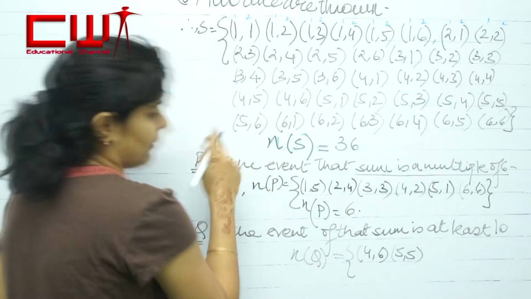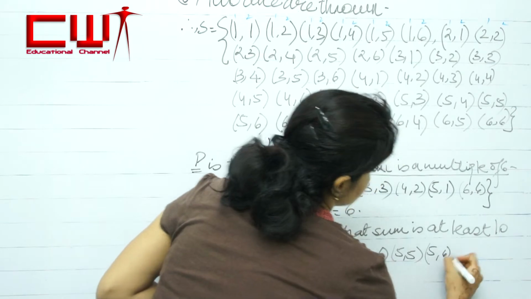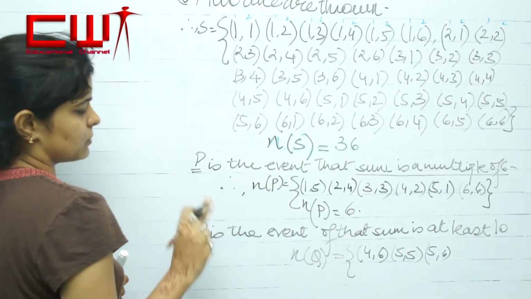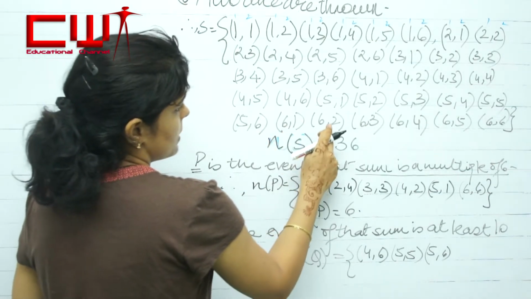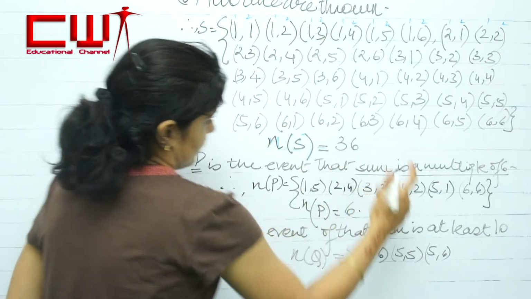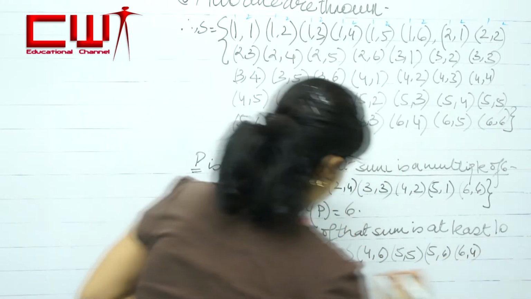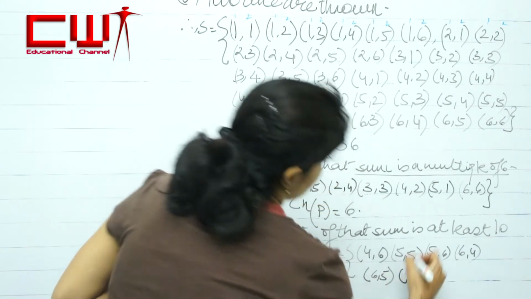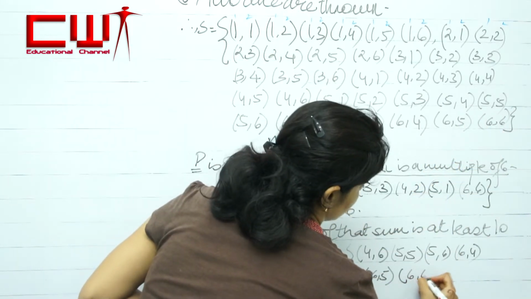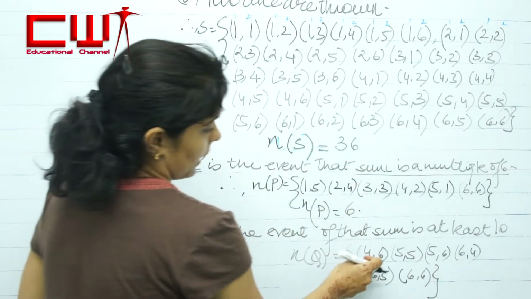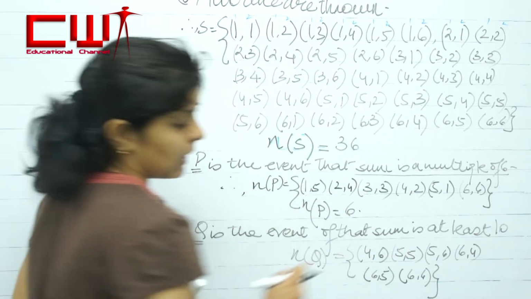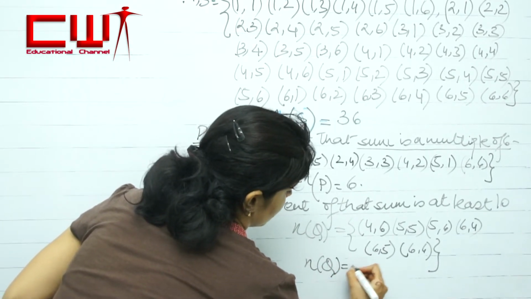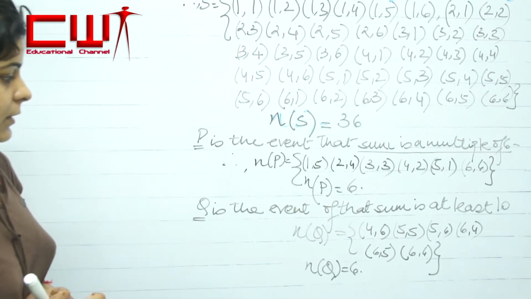5 and 6, 11. We will take this because our question says the two numbers should be 10 or more than 10. So 5 plus 6 is 11, which is more than 10. 6 and 1, no. This will be 8, 9, 10. 6 and 4, right? Then you have 6 and 5 also, which makes up 11. Then you will have 6 and 6 also, which makes up 12. Close the bracket. 1, 2, 3, 4, 5, 6. How many combinations you get? 6. So what will be your answer? n(Q) equals 6. Right?